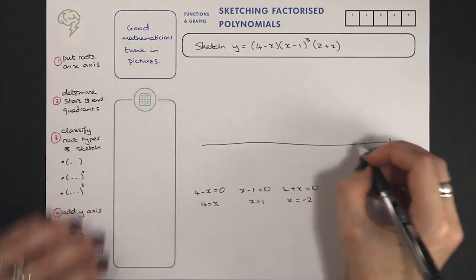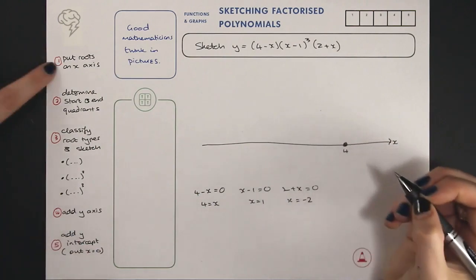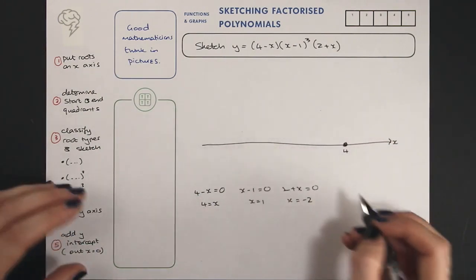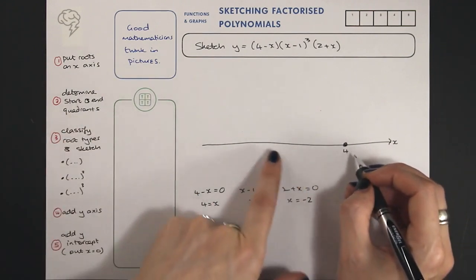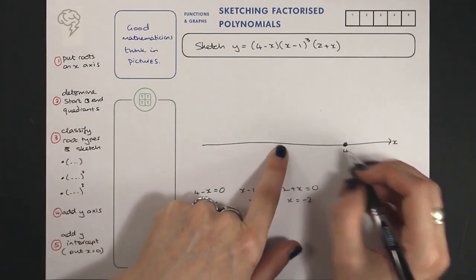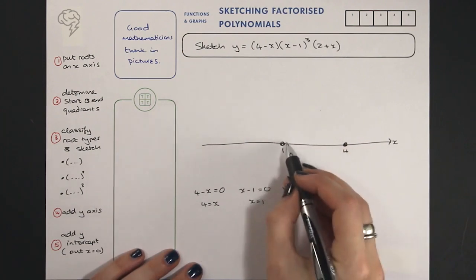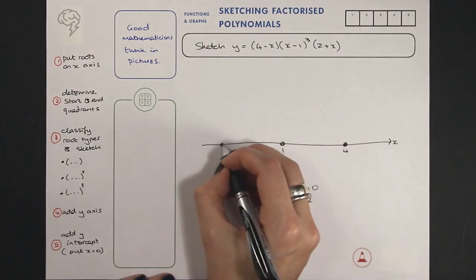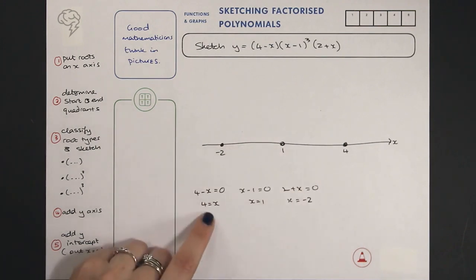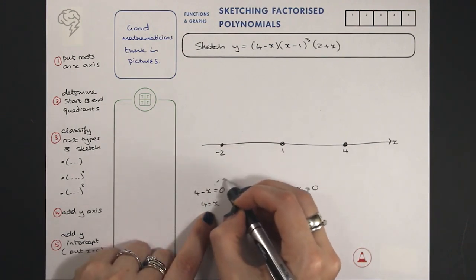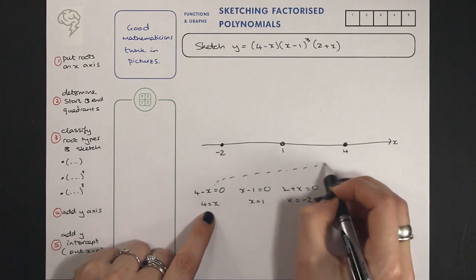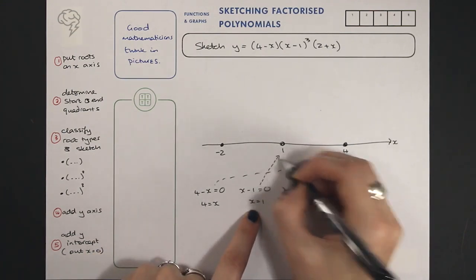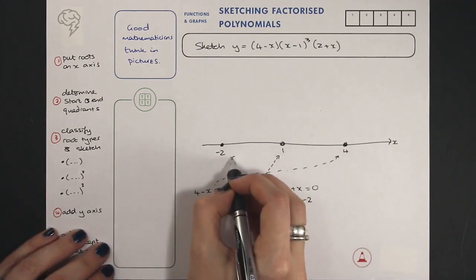Now I'm going to put them on this x-axis, doing number 1. I'm going to not be too fussy. I'm not going to get a ruler out, but I'm going to have a rough sense of distance. So let's say that this is 1, 2, 3, 4, 1, 0, minus 1, minus 2, something like that. Okay, this root, 4, he's all the way over there. They're not in the order that they are on the x-axis. And then here's 1, and then here's minus 2.